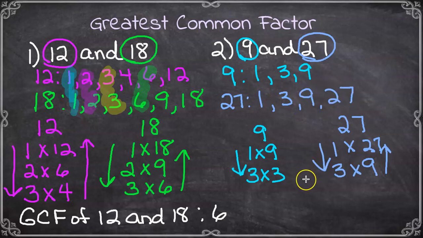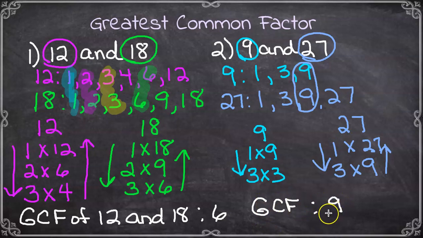Now I just have to find the largest one that they have in common. They have 1 in common, they have 3 in common, but 9 is the greatest common factor because that's the biggest factor that they have in common. So the GCF of 9 and 27 would be 9. And a little trick here: if one of the numbers will divide into the other one, the greatest common factor is always the lower number.